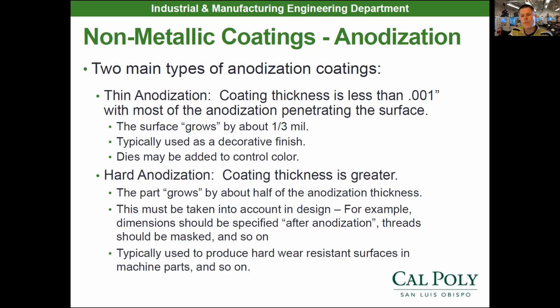Now, most parts that have issues with wear are most likely going to be hard anodized. This is a mil spec thing. So the part's going to grow by about a half of the anodization thickness with hard anodization here. That means if I'm worried about the overall part size in the long run, I've got to make the part smaller because the plating is going to add material.